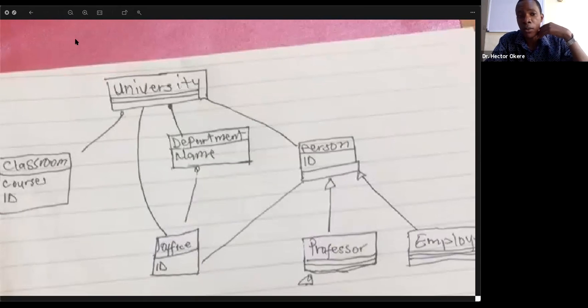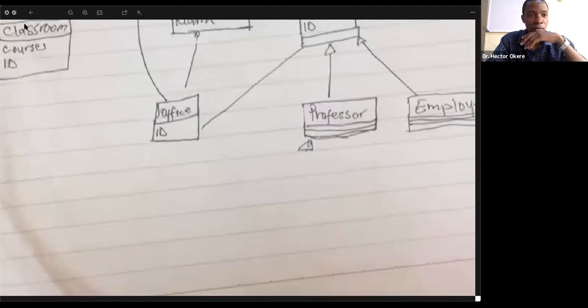Okay, I want to see more work. Take a picture so I can give you comment, then you can know how to improve your work. I want to see more.